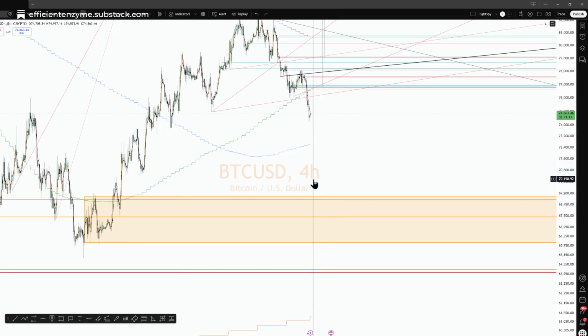Okay, but that does not change the high time frame bias. The high time frame bias is up. I'm very convinced of this. It just looks massively clear to me. I don't know what to tell you.